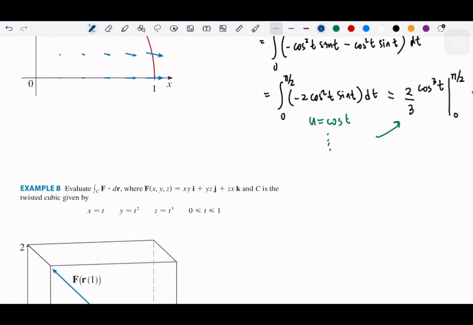So first, maybe we can write the r. It's basically, let me just write with these symbols, t, t squared, t cubed. This is what we call the twisted cubic, okay? The twisted cubic. And r prime becomes 1, 2t, and 3t squared, right?